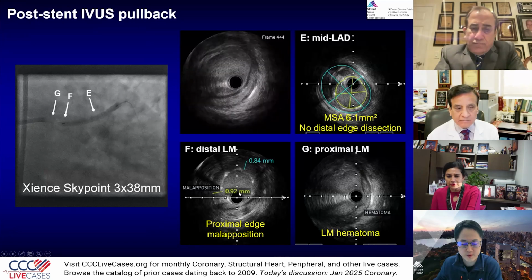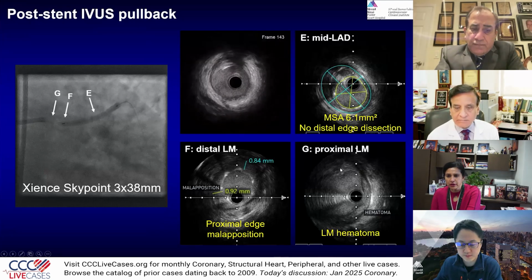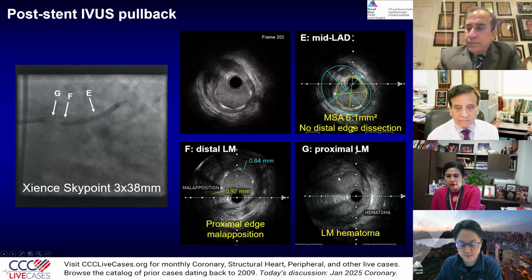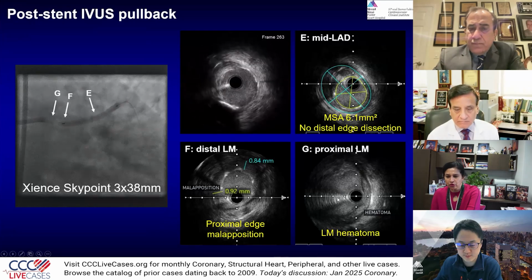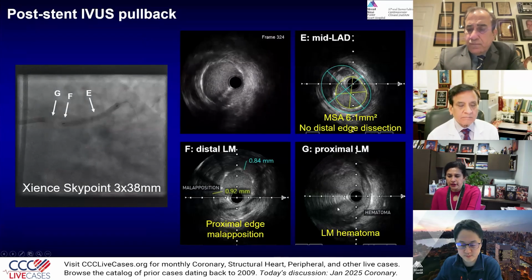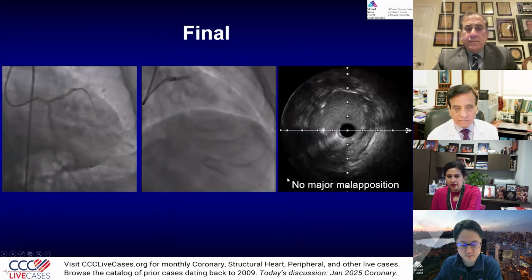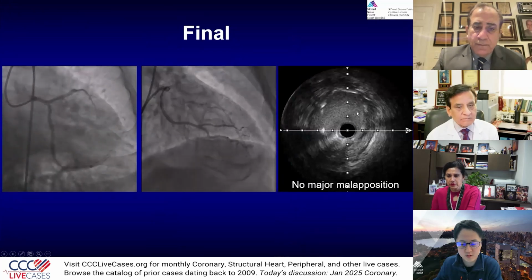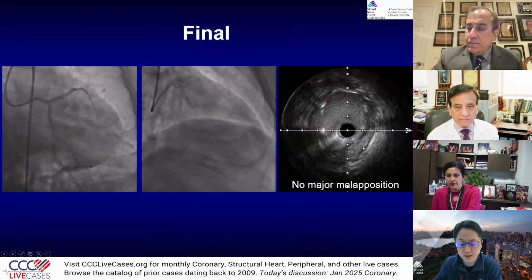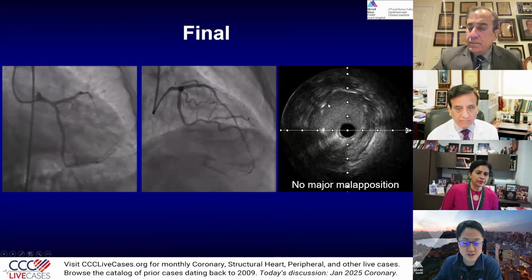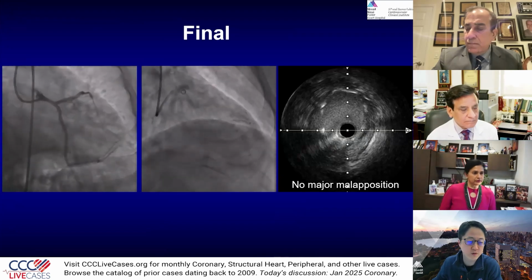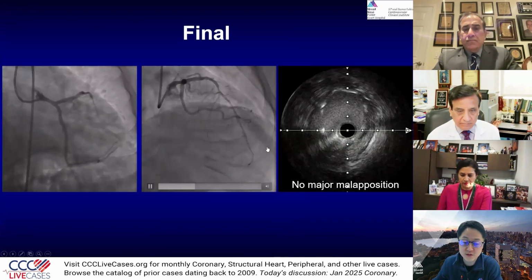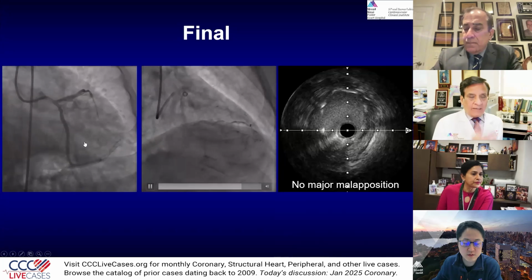So you have the distal left main. In the proximal part, there was some underexpansion, so we post-dilated with a 4.0 balloon up to 20 atmospheres, and then we had a final result. Is this the final? Yeah, no major malposition and a good stent expansion. MSA was 6.1 and at the distal edge, no dissection. So the stent result was excellent.